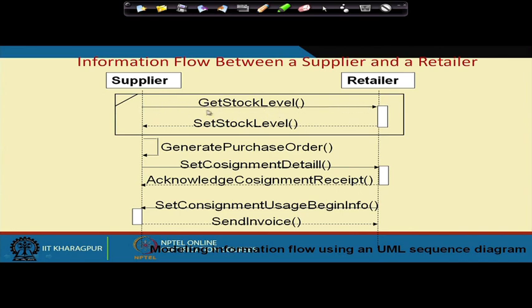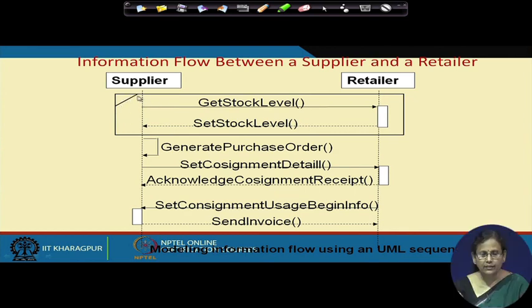The supplier requests the retailer to get the stock level, the retailer sends the stock level, the supplier prepares the purchase order, sets the consignment stock detail and sends it to the retailer, and the retailer acknowledges the receipt. Then when the retailer starts using the consignment stock, it informs the supplier and the supplier sends the invoice. So, in order to automate this, you can see in some places the supplier is the entity initiating this flow, and sometimes the retailer is; in fact, these dotted lines are the retailer's. Whenever the retailer sends any information, it requests, it sends.